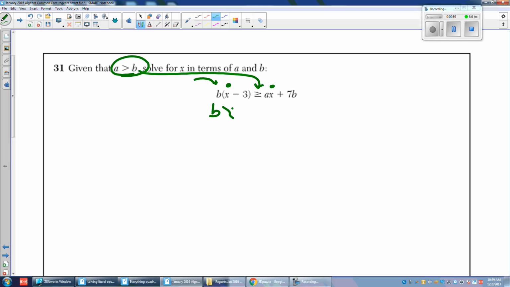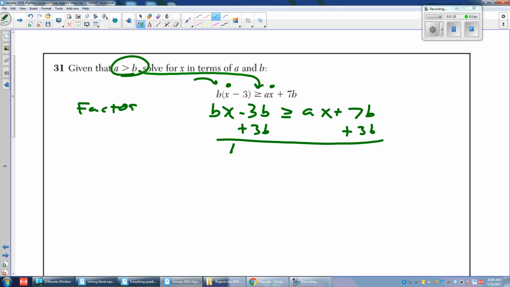I distribute. So bx minus 3b is greater than or equal to ax plus 7b. Now I said that I have to have the x's in the same pile, exactly in the same spot. So remember that my goal is to factor. I've got to get the x in one spot, and I have two x's here. So I'm going to add 3b to both sides of the inequality. So I have bx is greater than or equal to ax plus 10b.